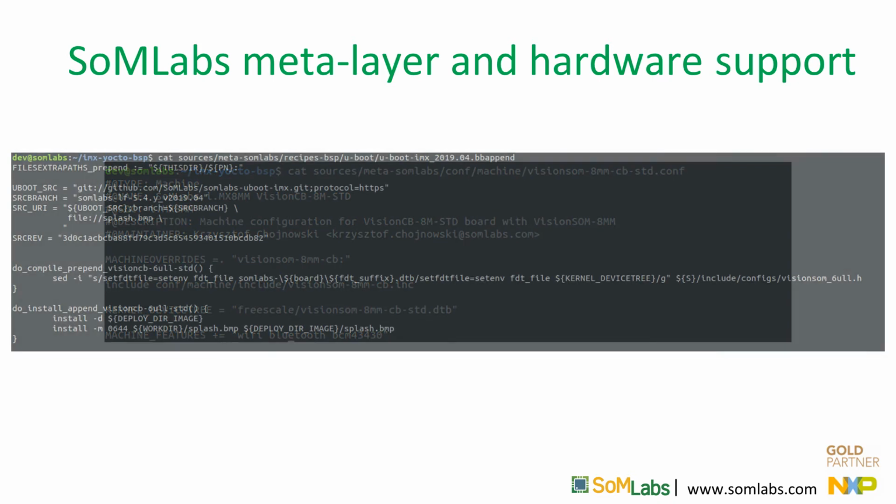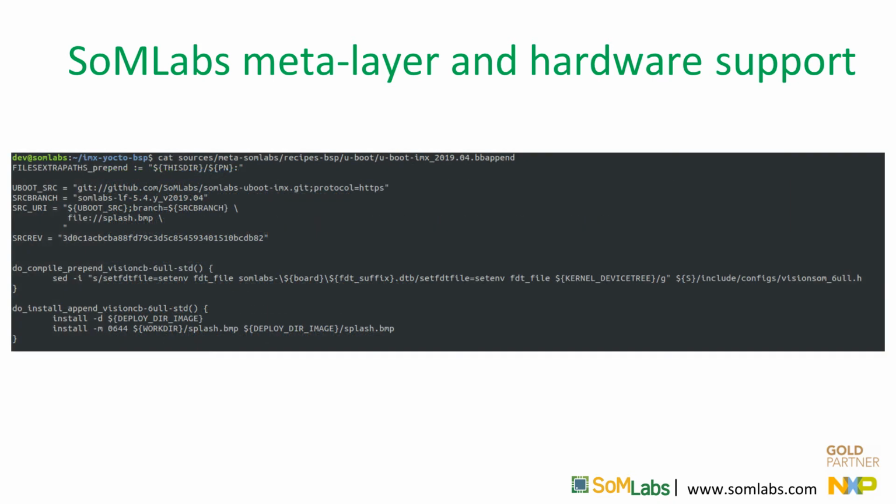The recipe file extensions with names ending with .bbappend introduce changes to the code repositories, because SOMLabs provides its own versions of U-Boot and kernel based on the NXP releases and containing the necessary patches to add support for VisionSOM hardware. This can be seen in the files u-boot-imx_%.bbappend and linux-imx_%.bbappend in the variables containing links to the repository and code revision numbers.